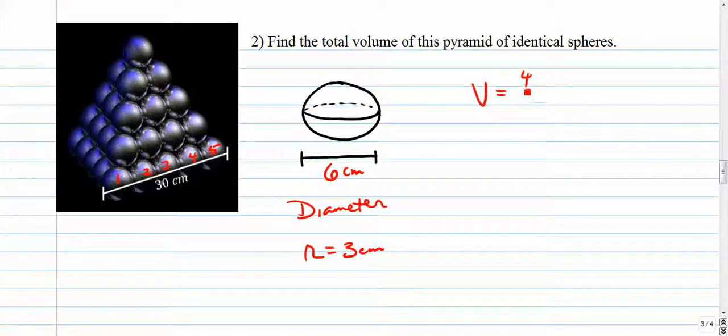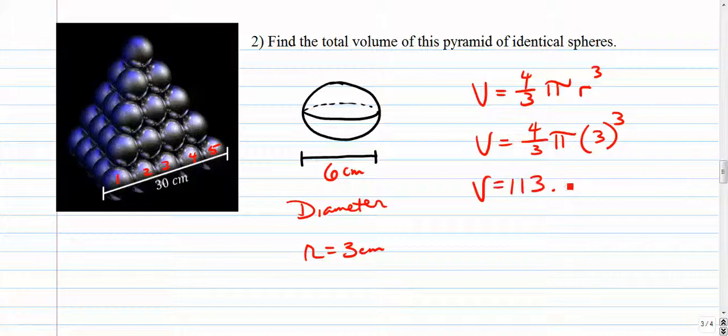So if we find the volume of one of these, we just go 4/3 times pi times 3 to the third, which is 113.097. That's cubic centimeters. That would be the volume of just one of them. But it's asking for the total volume, so we need to know how many there are all together.